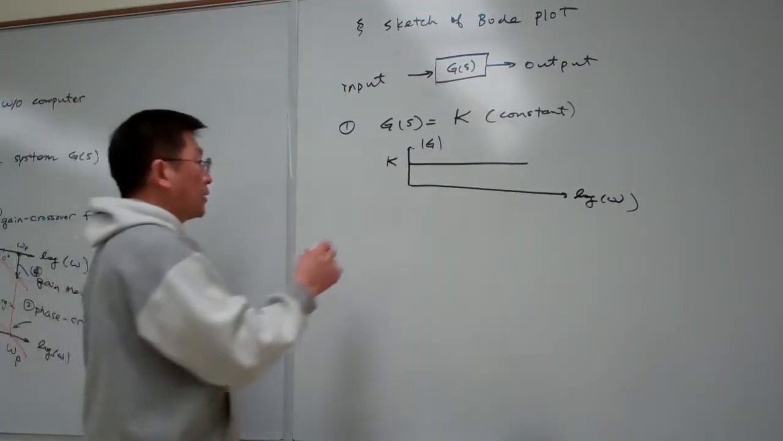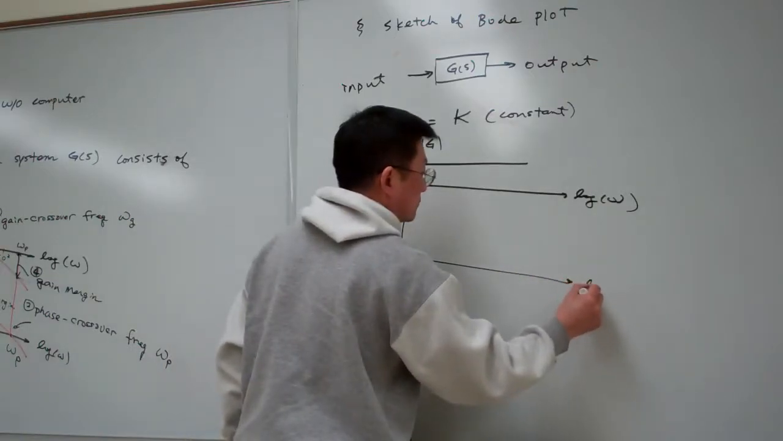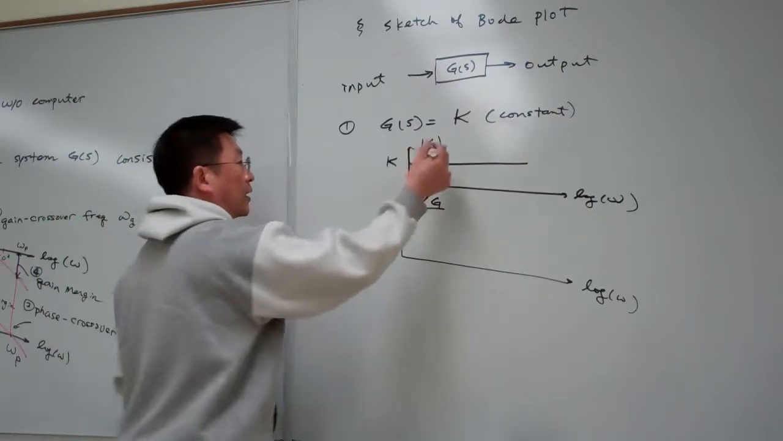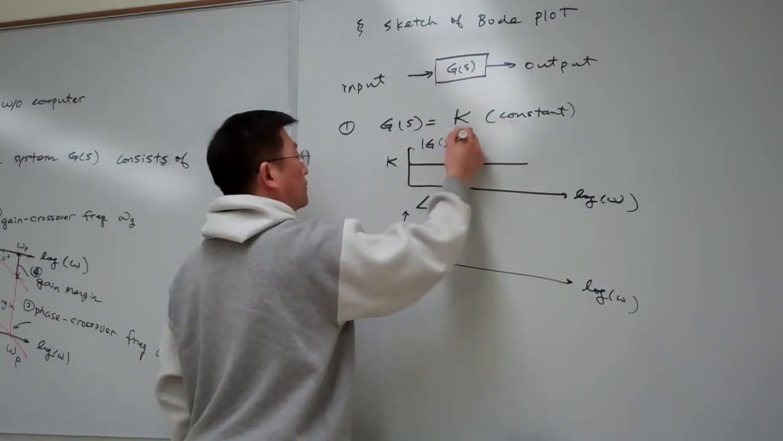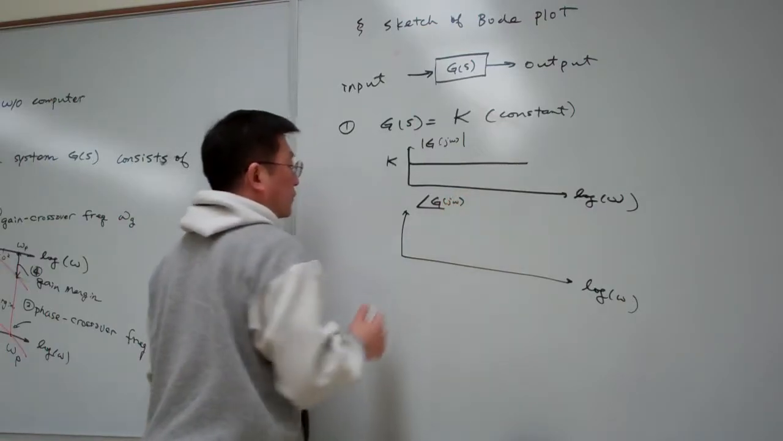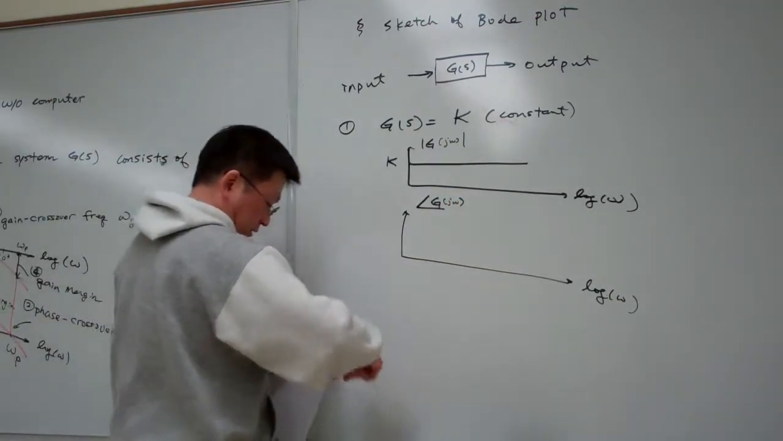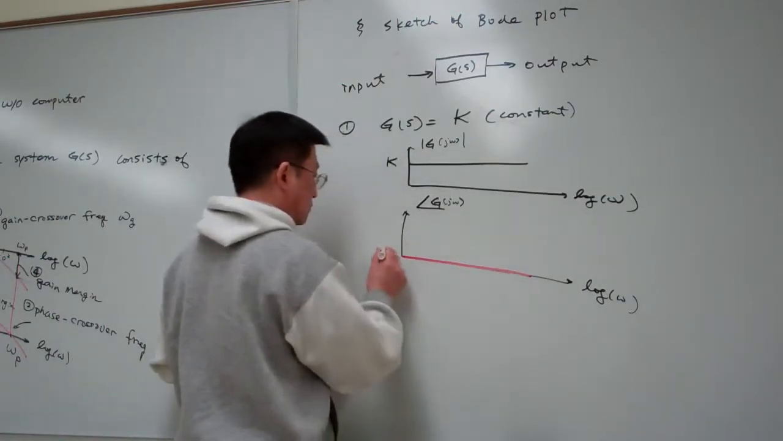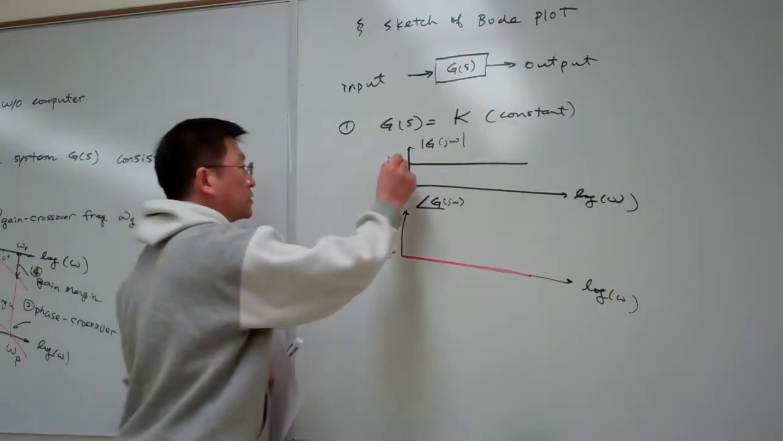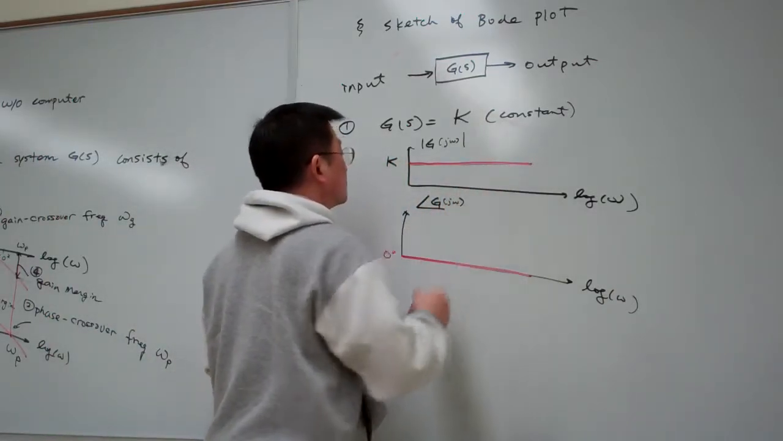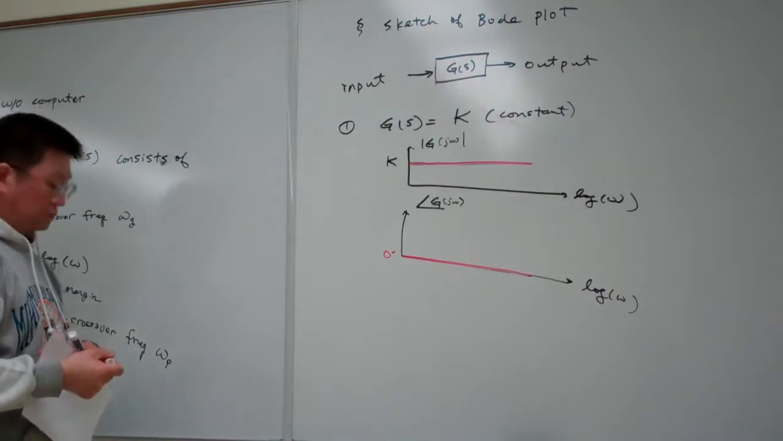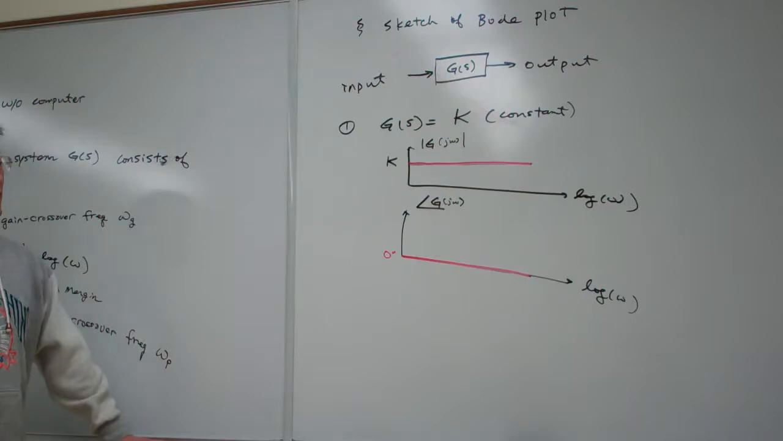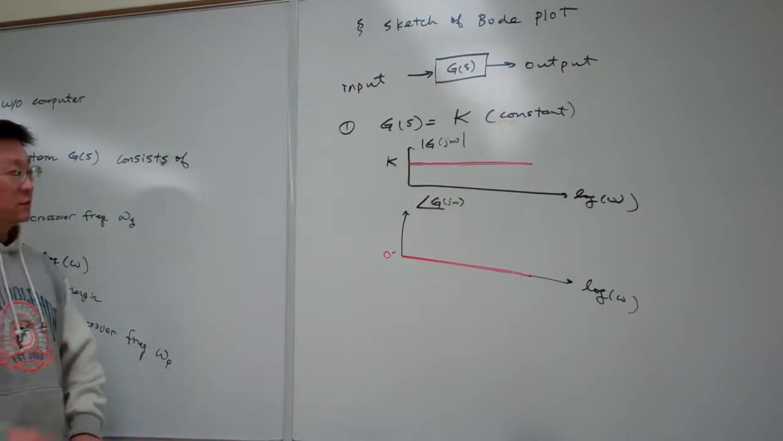Okay, and for the phase, so this is G in terms of j omega. And for this case, the phase simply equals 0. Okay, so that's the magnitude here. So that is the plot for this very simple system.